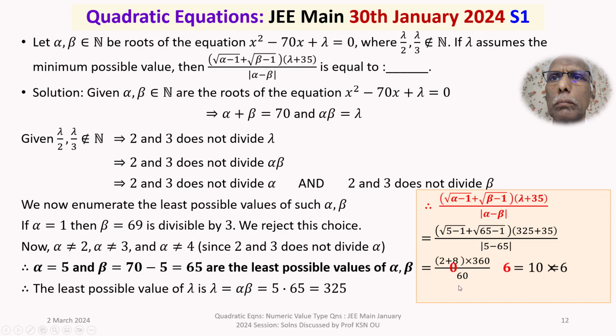So that is what we have. 60 cancels in 360 six times. 2 + 8 is 10. 10 into 6 is 60. So that is the value of the given quotient. So the answer to this question is 60.